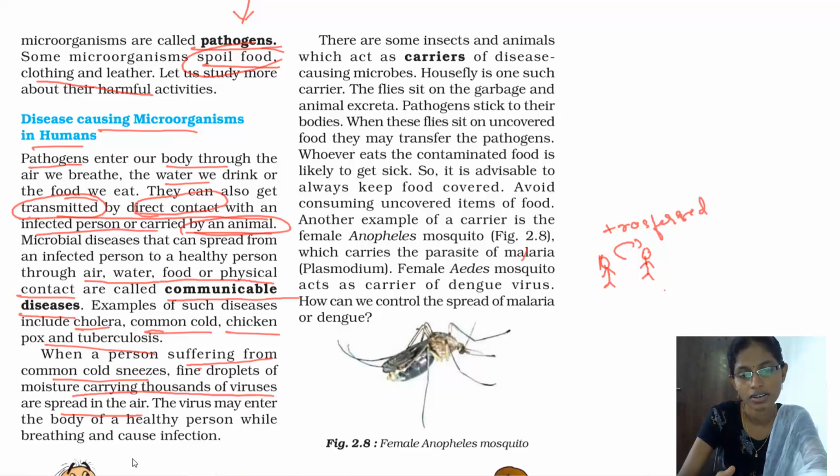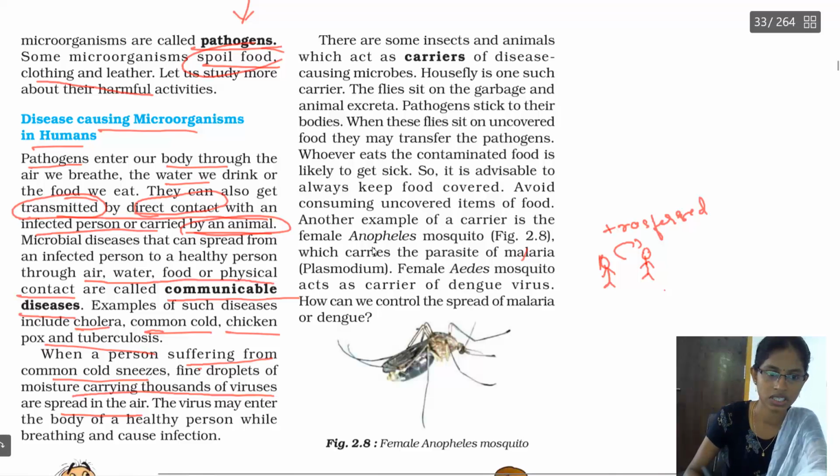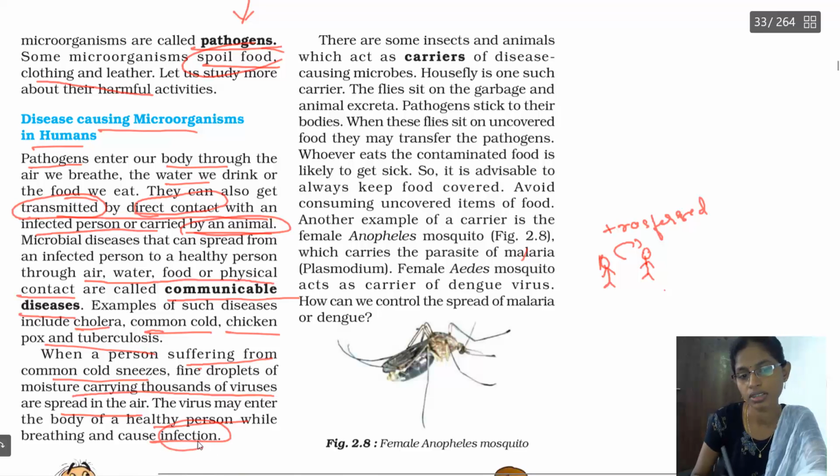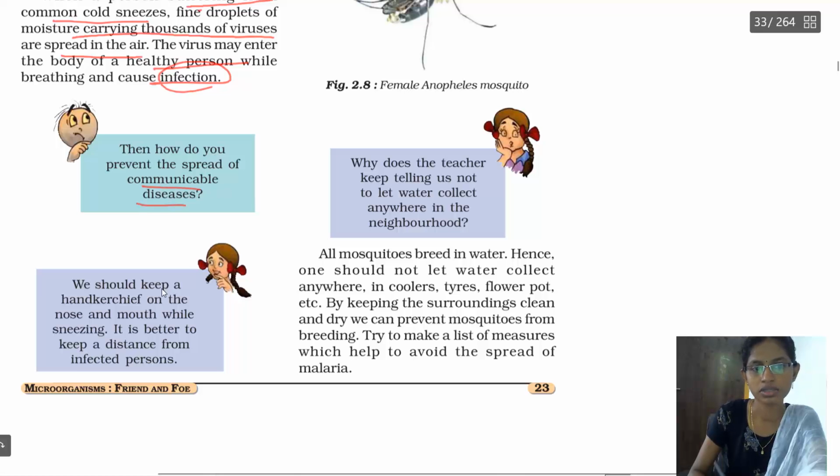That air contains some harmful bacteria and it is taken in by another person. In this way, the viruses or the bacteria are transferred to the healthy person, and the person is going to get infected. So how are we going to control these communicable diseases? By taking some measures or precautions.